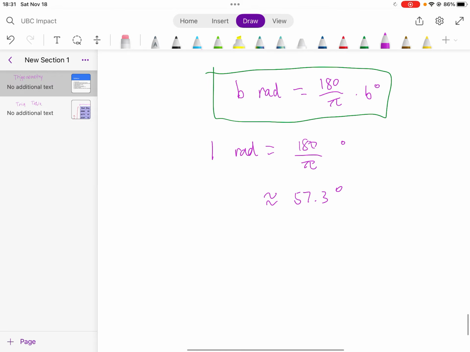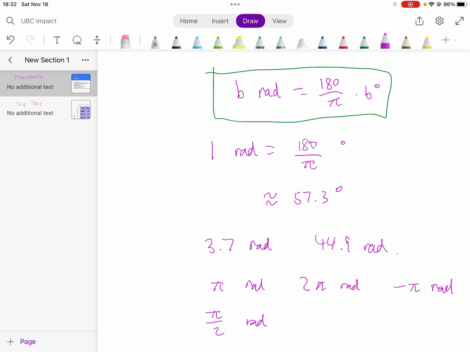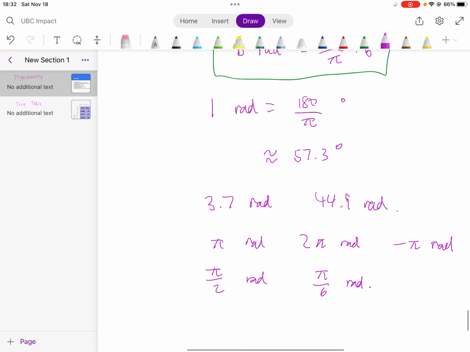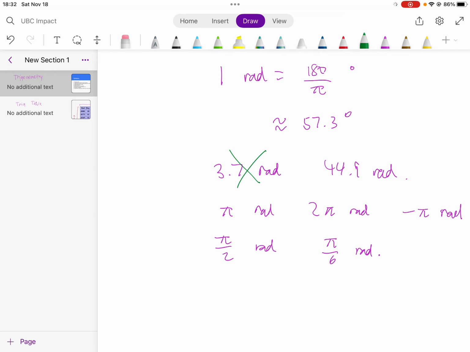We're not going to be talking about, say, 3.7 radians or 44.9 radians a lot, because these are bad. We're going to talk about radians in terms of pi only. We're going to talk about pi radians, 2 pi radians, negative pi radians, pi divided by 2 radians, pi divided by 6 radians, etc. But we never talk about radians without pi. Without pi, bad. Okay, don't talk about radians without pi anymore. Now that we understand it, we are going to use pi from now on.